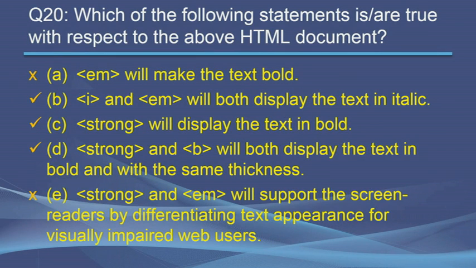Strong and emphasis will support the screen readers by differentiating text appearance for visually impaired web users. Now the thing with this is, visually impaired people use screen readers, and you sometimes need to emphasize text. If it's made italic or bold, you can't see the difference if you are visually impaired, but the screen reader will emphasize if you use the emphasis tag but not the strong tag. So a person who is listening to a screen reader will know that you are emphasizing a particular text.